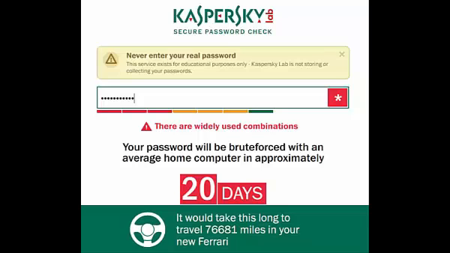If I go to password.kaspersky.com, though, and check my password, it can be cracked in 20 days. Not very secure in the scheme of things. Plus, if it's someone at the school, it would take even less time because they already know the Delta MS part. They just have to figure out the last numbers.